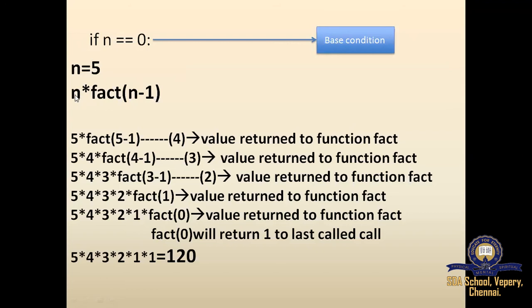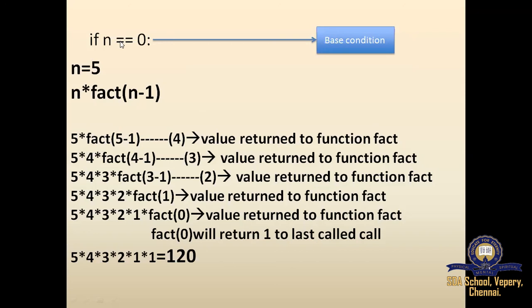What's the current value of n? 5, into fact. What is fact? Your user-defined function. Of course, now this function is a recursive function in this program. In the bracket, 5 minus 1. Every time this fact is going to be called, it is going to subtract from the current value. At present, it is going to subtract 5 minus 1. It is going to send 4 to that function fact.